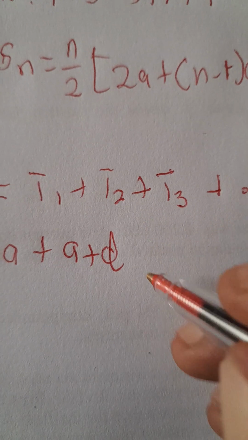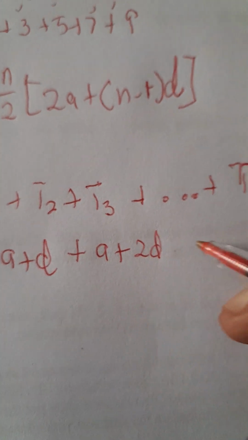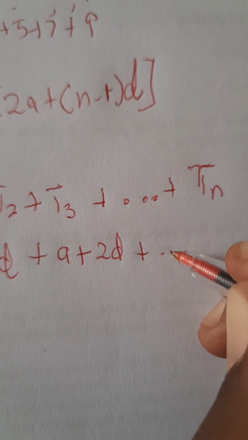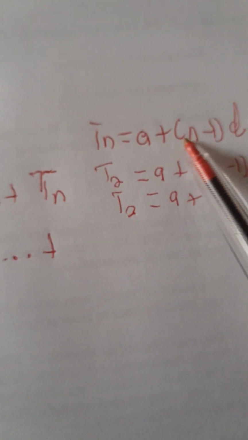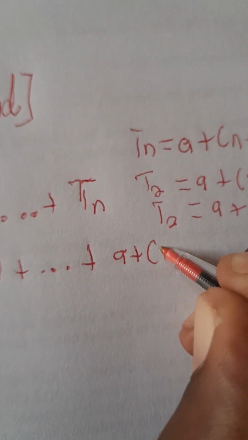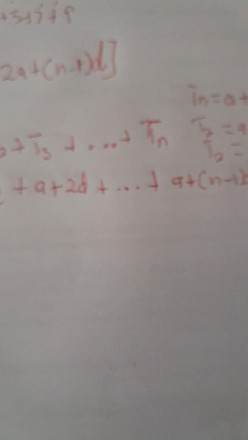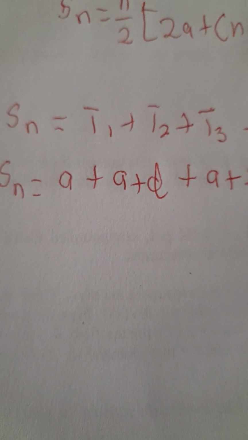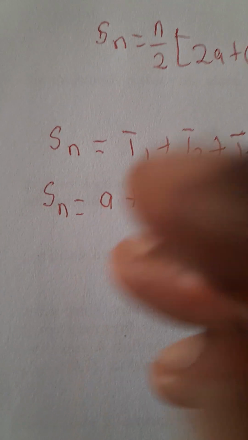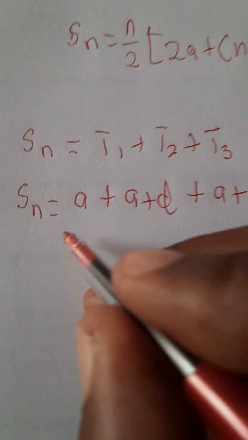What about T3? We are going to have a plus 2d, plus ellipsis. Then the last term, remember that I told you the last term will be a plus (n minus 1)d. We are not done formulating. So this is what we are going to do to formulate equation 1.